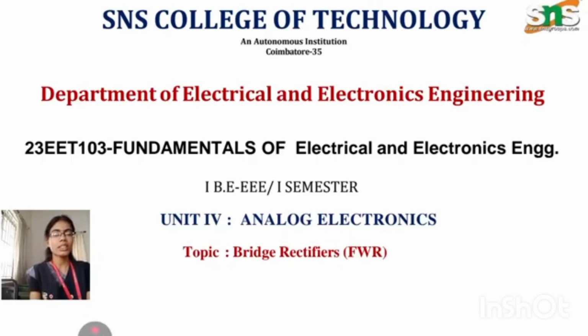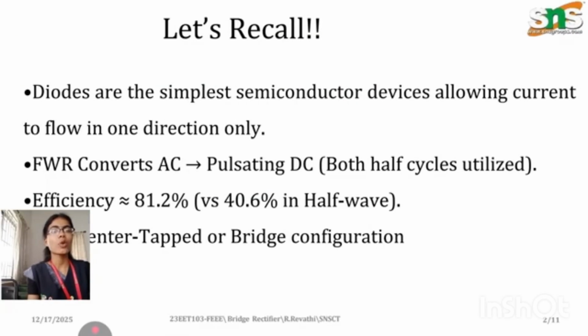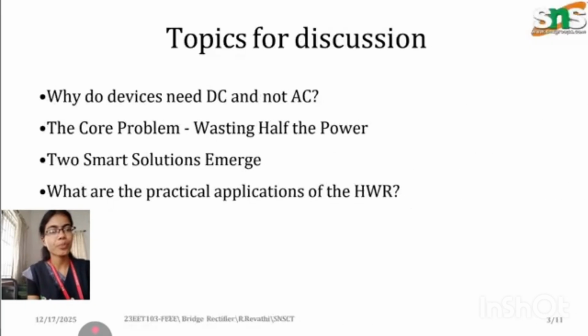In this lecture series video of Fundamentals of Electrical and Electronics Engineering, today's topic is Bridge Rectifier. Recalling the diode: it is a semiconductor allowing current to flow in one direction, in the forward bias condition, and blocking it in the reverse biasing condition. Pulsating DC, both cycles utilized. These are the things we have discussed about semiconductors. In rectification, the diode plays a major role.